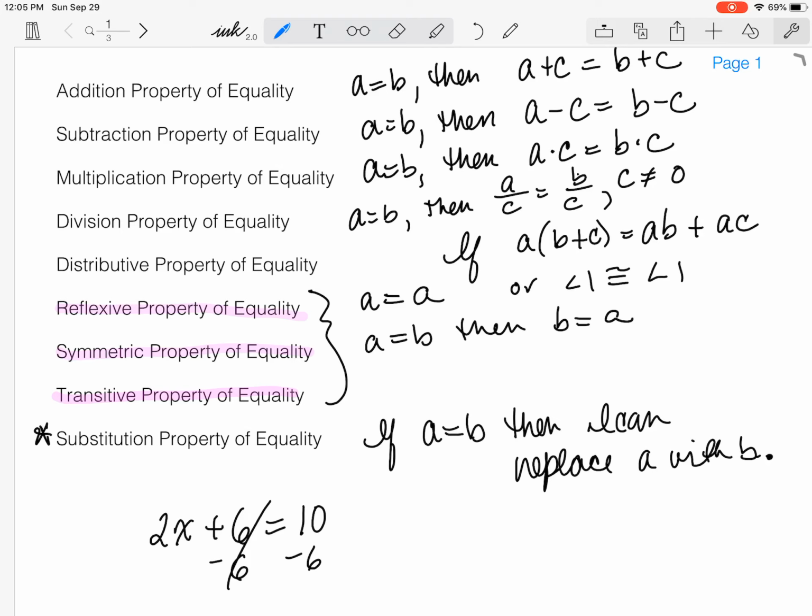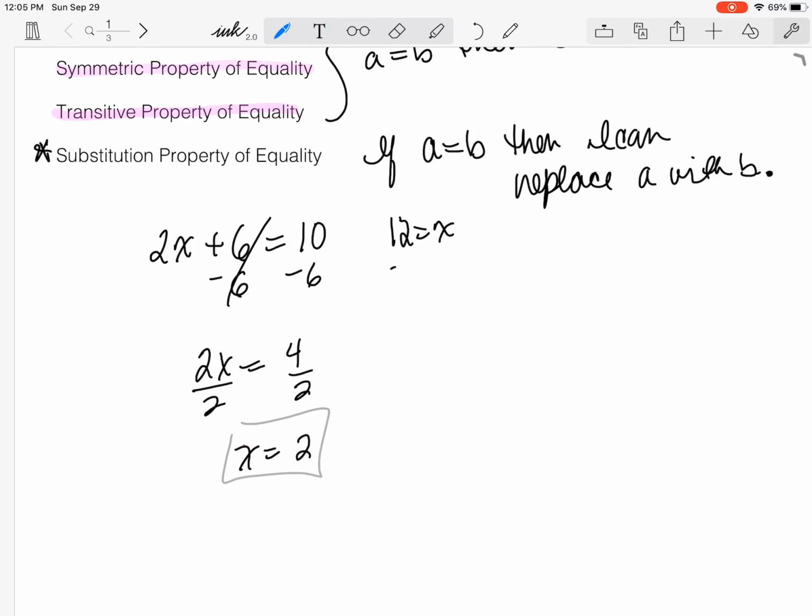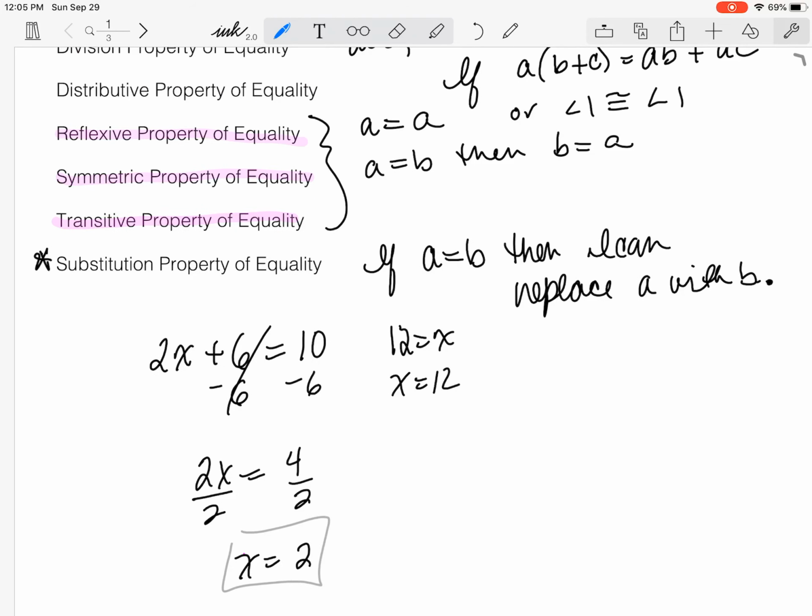So what that allows me to do is, if when I'm solving my equation I get, let's say, 12 is equal to x, the symmetric property is going to allow me to say that x is equal to 12. Okay, lets me turn that around. Now, the transitive property oftentimes gets confused for the substitution. So if A is equal to B and B is equal to C, then A is equal to C.